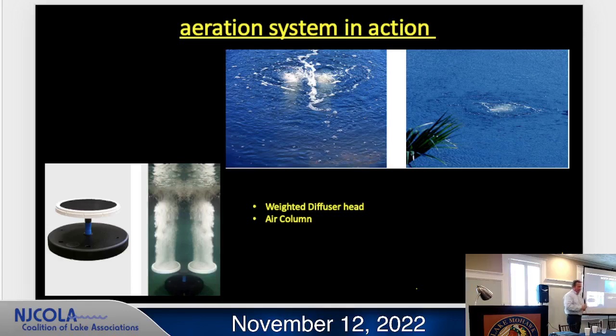The area of influence is relatively large. You'll get an influence of movement in about this large of an area or bigger if you have wind action on a bigger water body. But typically in a pond, you'll get movement in this zone, about this room.